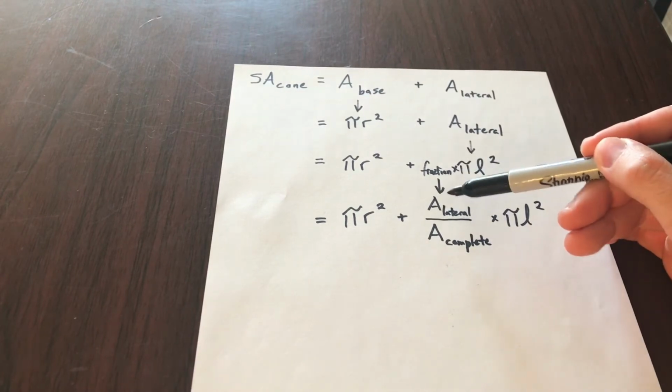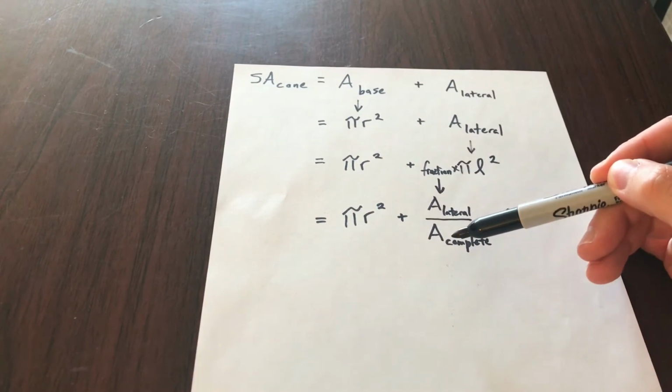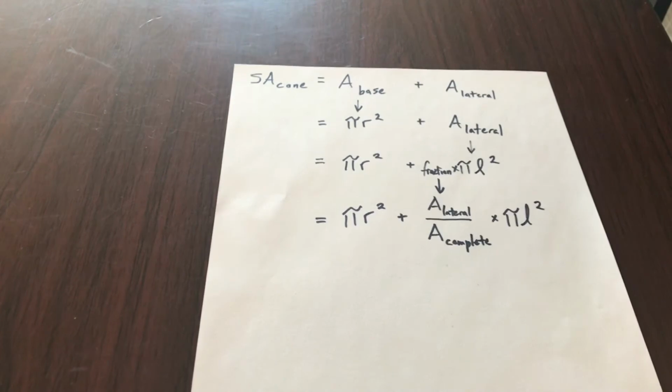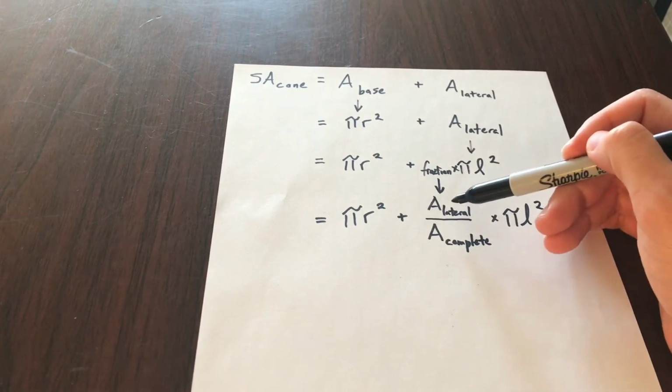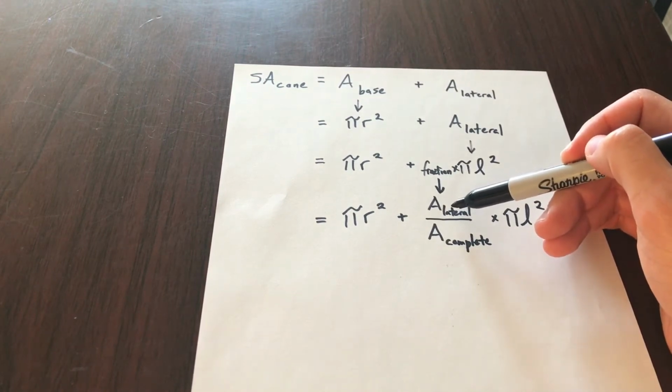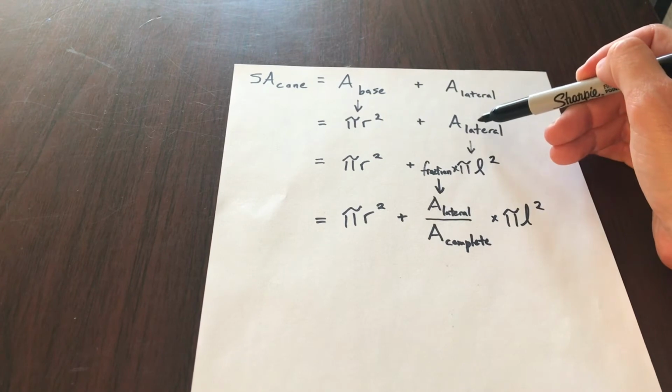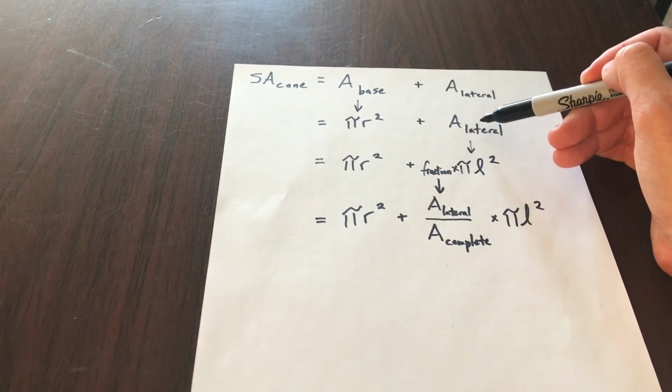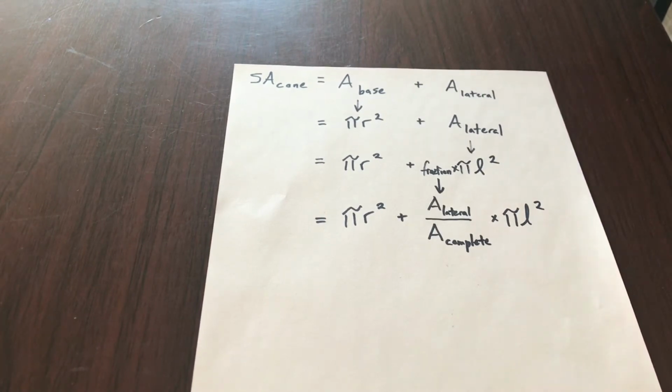So by using these variables, we get a formula that works no matter what the cone looked like to begin with. Now, I'm sorry to have to tell you this, but there's another problem here. We're using the area of the lateral surface to find the area of the lateral surface. That doesn't really make sense.